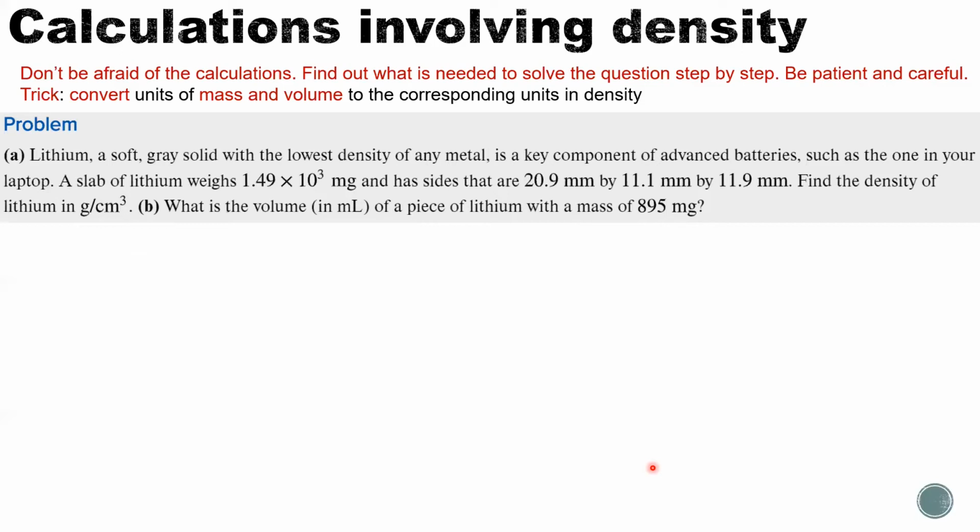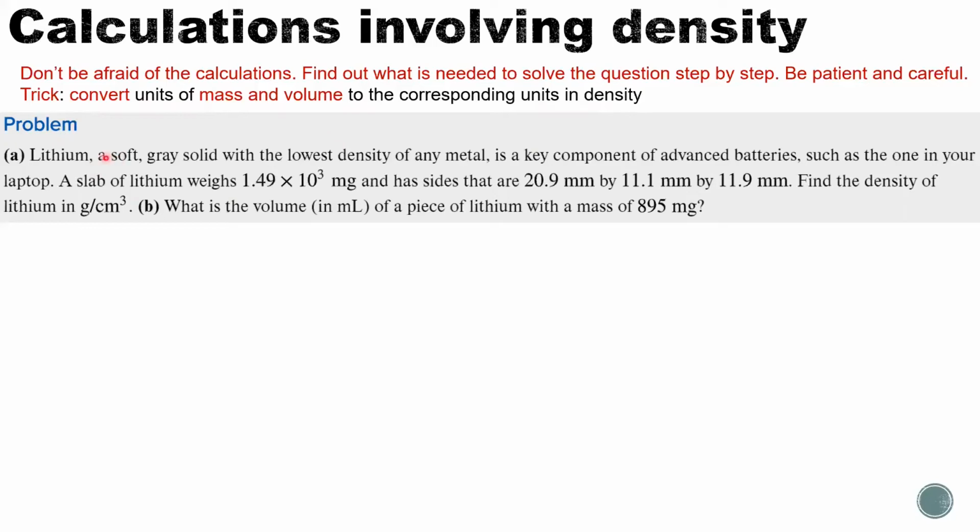Besides all the preparations we have from the previous questions, there is a trick when you do a question involving density. You try to convert units of mass and volume. If you need to, you do a unit conversion. Convert units of mass and volume to the corresponding units in density. Don't try to convert the unit of density because it's very complicated and it's easy to make mistakes.